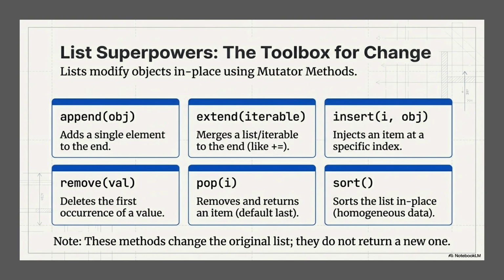Because lists are allowed to change, they come with a messy toolbox of superpowers. You can append to add items. You can remove items. You can sort them. Think of a list like a workbench. You can add tools, take them away, and rearrange everything. It's designed for work in progress.